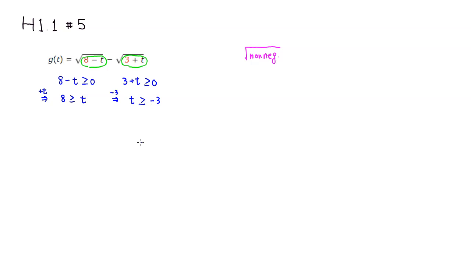If you do a number line, it's a little clearer. So you have a number line, and here's negative 3, so I'm going to put negative 3 here. The other number is 8. We want t to be less than or equal to 8, but it has to be greater than or equal to negative 3. So it's going to be between here and there.